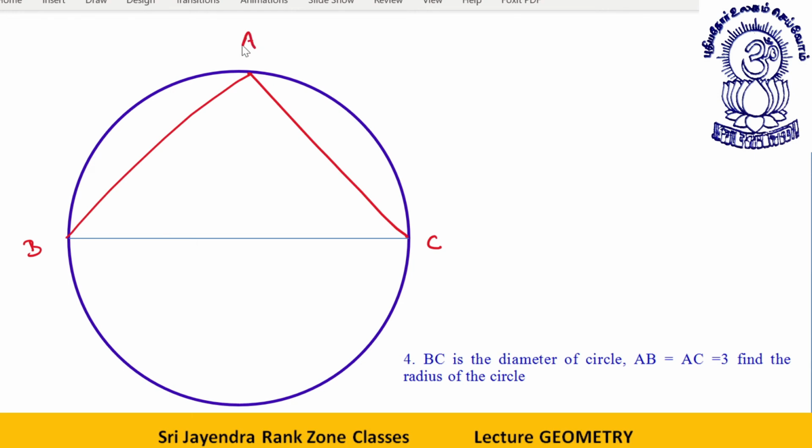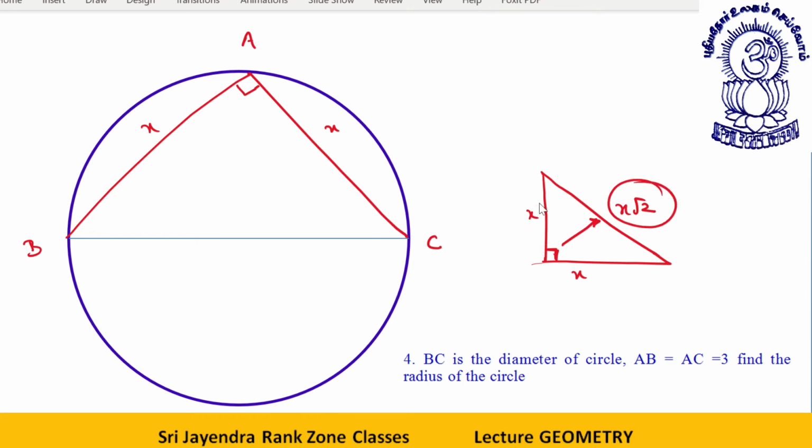This is A. If this is X, this is X. We have discussed this property initially when we started. In any right angle triangle, see, this angle will be 90 degrees. If this side is X, this side is X, then the side opposite to 90 degrees is X root 2. This is the property. AB is equal to AC is equal to 3. So this diameter will be equal to 3 root 2.